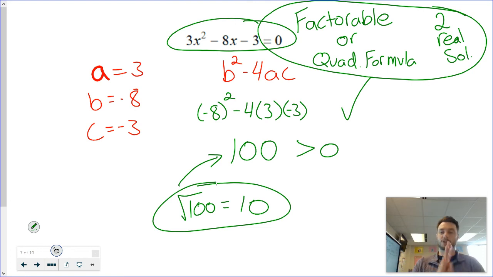So try those problems. You don't have to actually get to the solution. There's going to be 8 problems. You just need to tell me how many solutions and how you could solve them.